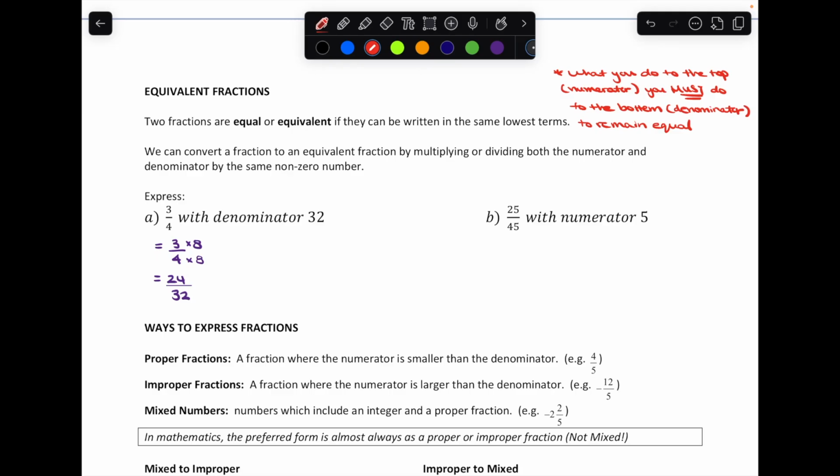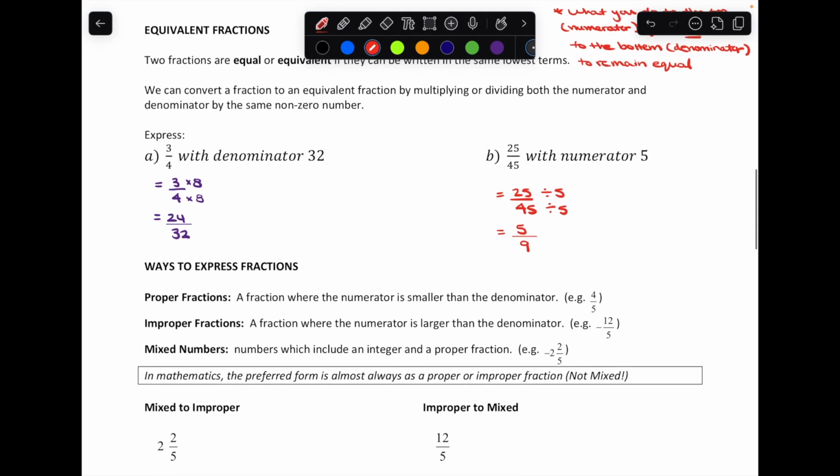Here, the second question is 25 over 45 with numerator 5. So here we have 25 over 45, and we want to get a numerator of 5. So we need to divide the top by 5 and the bottom by 5. And so 25 divided by 5 will give us our numerator of 5, and then 45 divided by 5 will give us a denominator of 9, so 5 over 9. So here we can say that 25 over 45 is equivalent to 5 over 9.